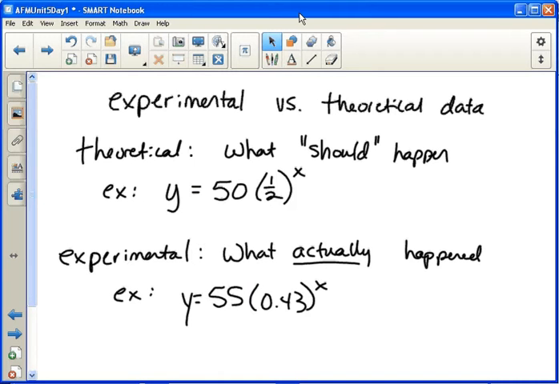Okay, very quickly I want to cover what the difference between experimental and theoretical data is, or this could also be experimental versus theoretical equations, or different things like that. So first of all, theoretical, that's kind of what should happen.